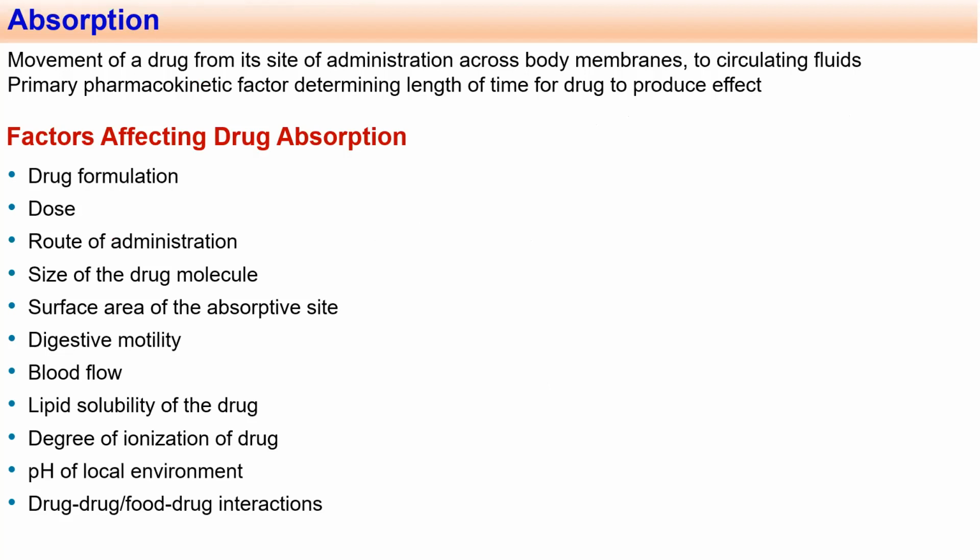Absorption is the movement of the drug from its site of administration, either the GI tract, the muscle, the skin, or subcutaneous tissue, across body membranes to circulating fluids, like the bloodstream. It is the primary pharmacokinetic factor determining the length of time for a drug to produce the effect.